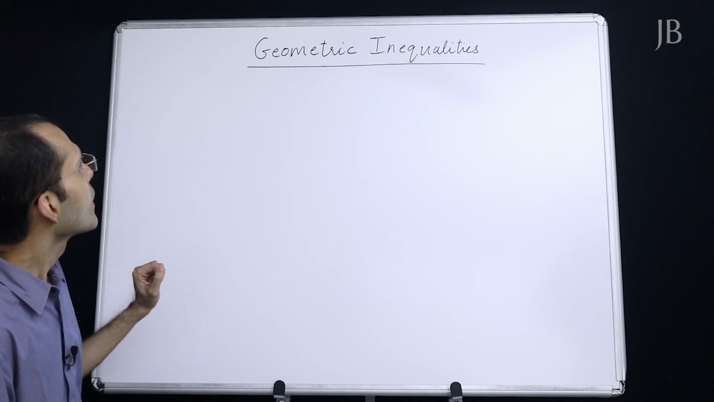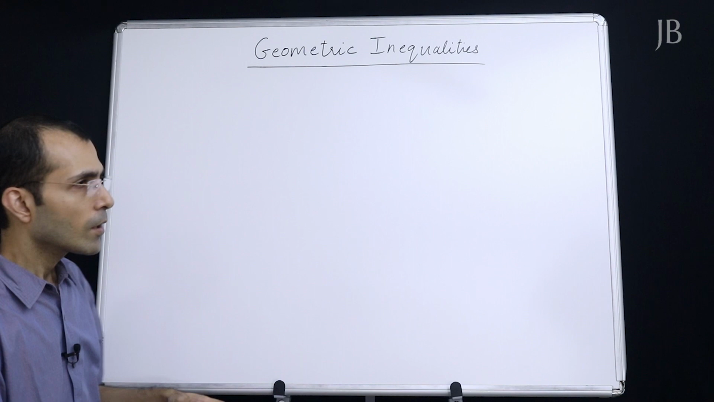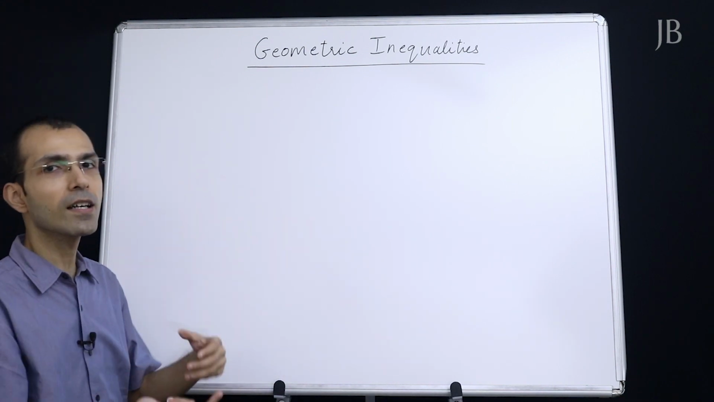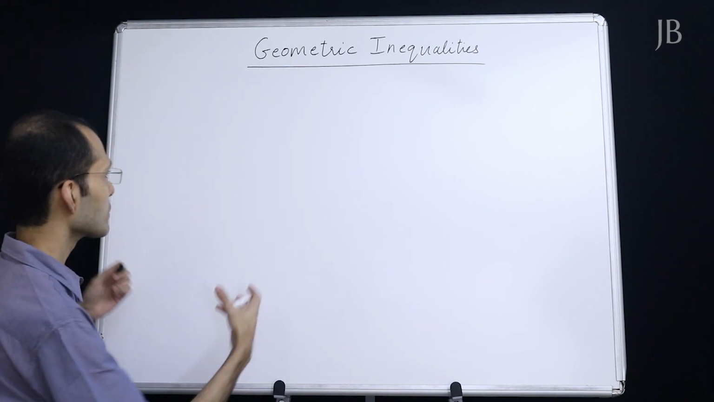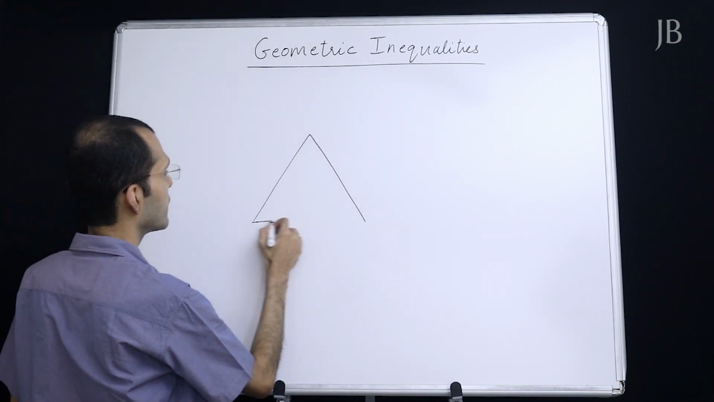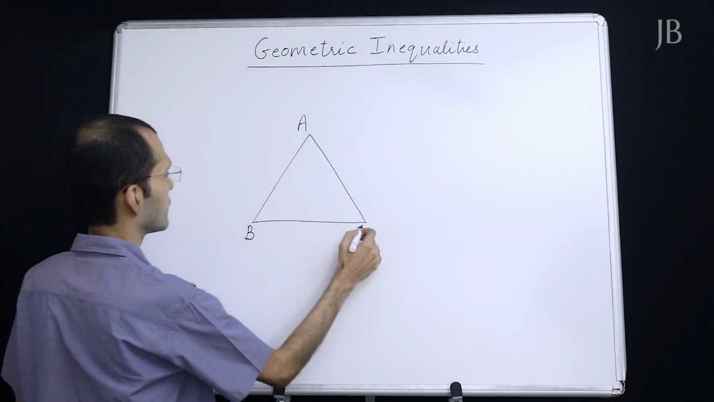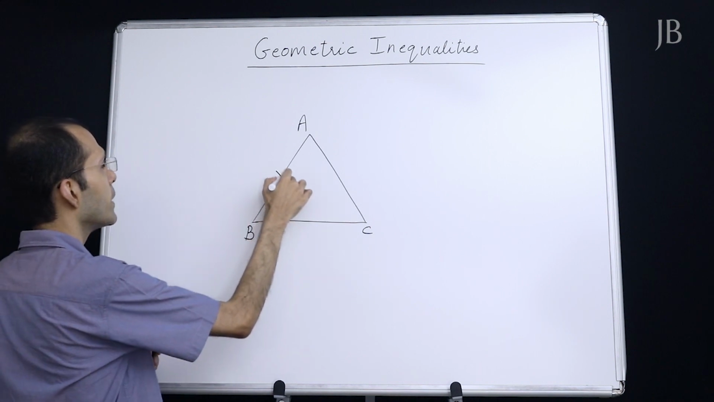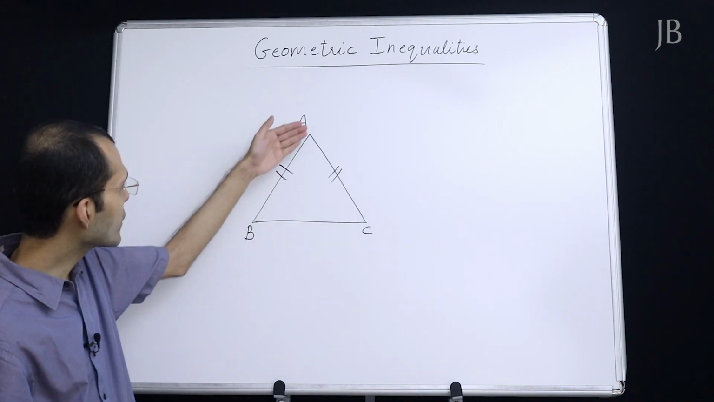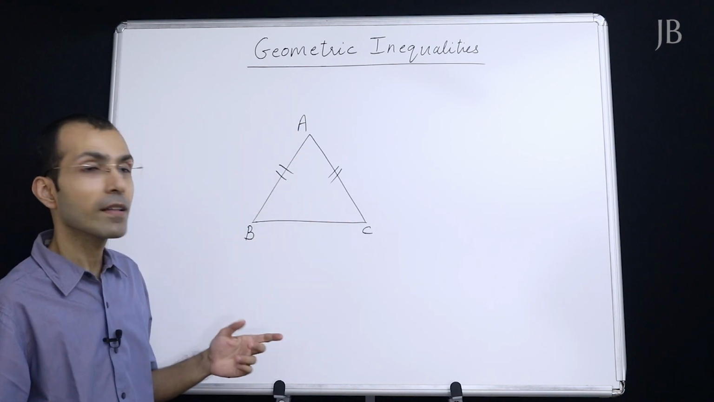Okay. Now let us understand what this is. We will restrict ourselves to the inequalities in a triangle. Okay. Now see this, ABC. If ABC is your isosceles triangle in which AB and AC are equal, so what will happen?